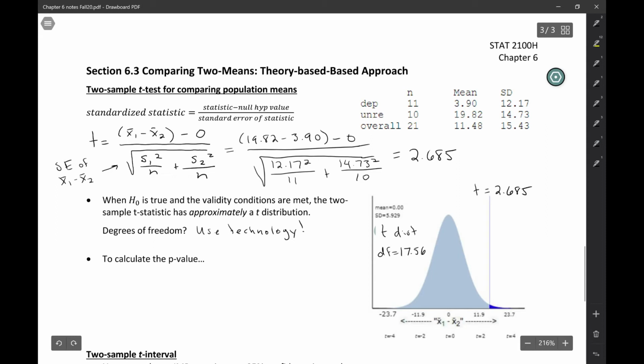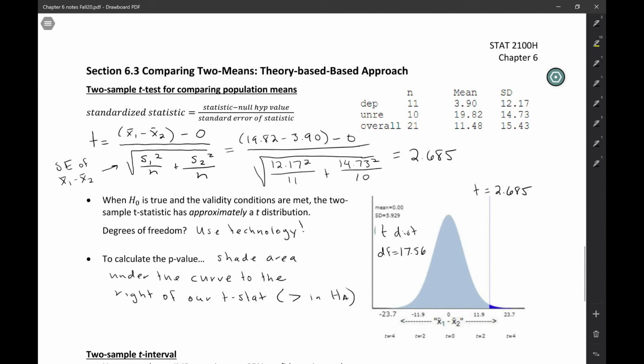So remember, there's different versions of the t-distribution depending on how big your sample sizes are. The details behind the scenes are a little bit complicated, but we're using it the same way we've used a theory-based distribution in the past. To calculate the p-value, we're going to shade all of the area under the curve to the right of our statistic. The reason we're doing it to the right of our t-statistic is because for this particular test, we're looking at a greater than sign in the alternative. So it's always going to be more extreme than your t-statistic.